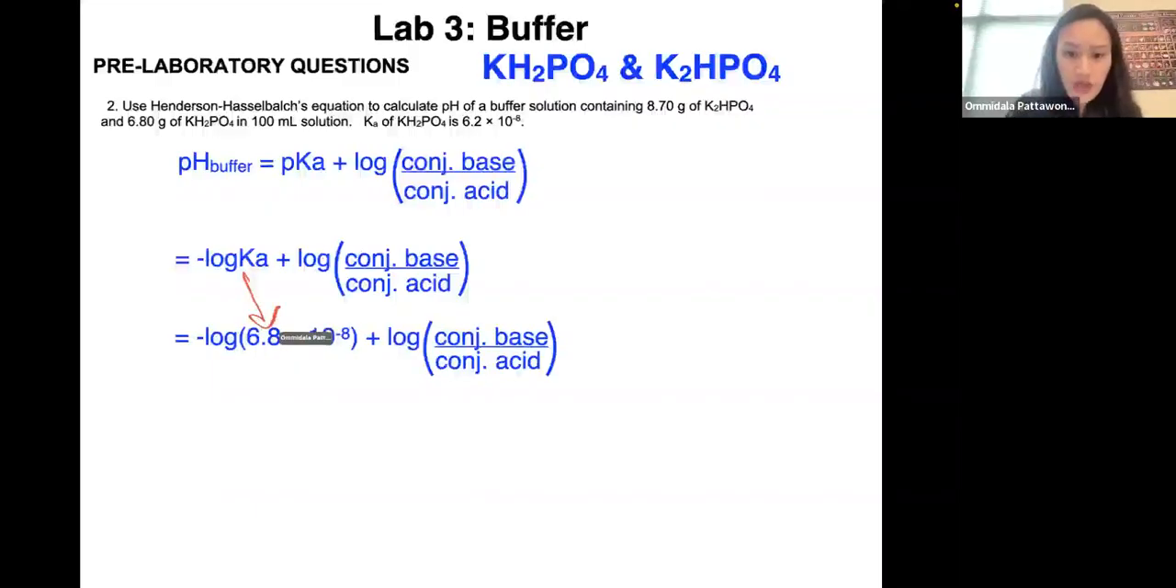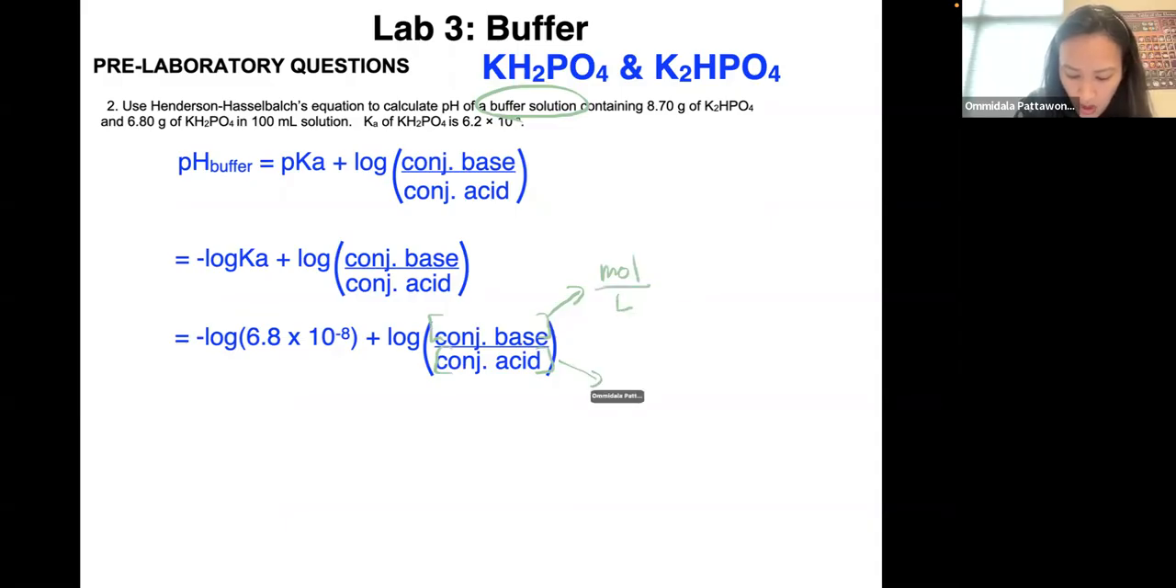Okay, so the next thing we're going to take a look at is the second part, that part right there. The conjugate acid and base have to be written in molar concentration. But because we're looking at a buffer solution and these two conjugate acid-base pairs are part of the same buffer solution, they are going to have the same volume. If this is molarity, which is mole per liter, you pretty much divide each of these moles by the same volume. So this volume right here can cancel out.